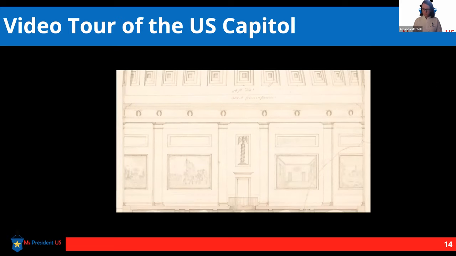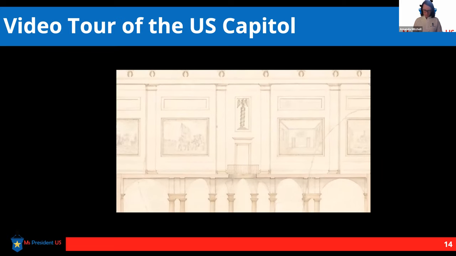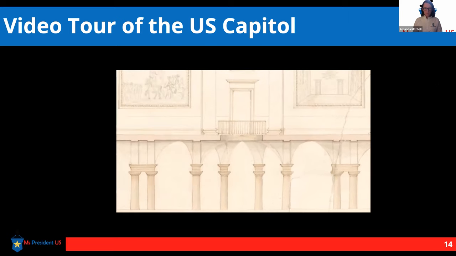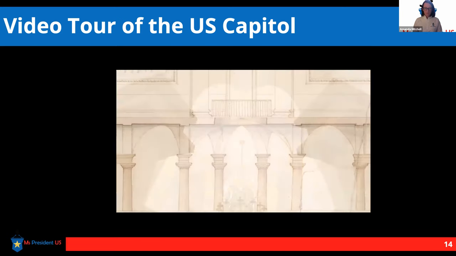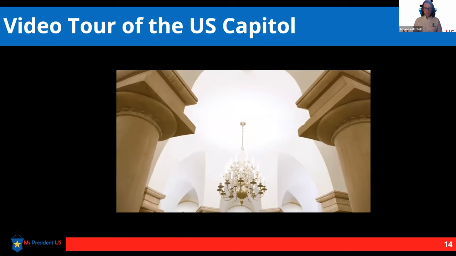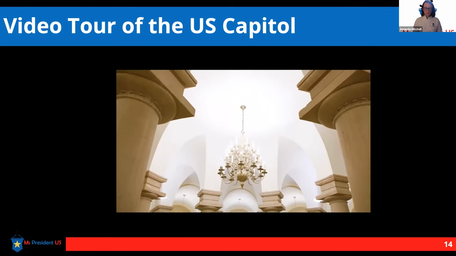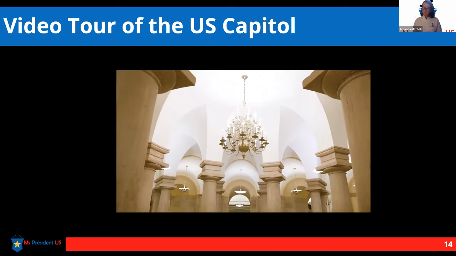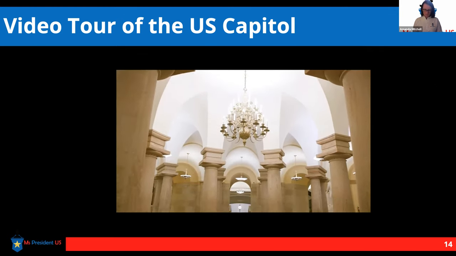The weight of the dome and the rotunda sits on the walls, and the arches carry that weight to the columns so that everything is supported. There's a lot of engineering in there. And remember, in the 1800s, they had to do all of this without power tools or modern construction equipment.